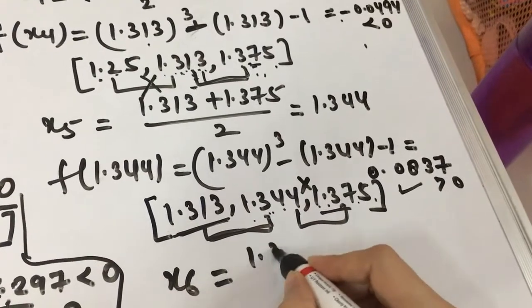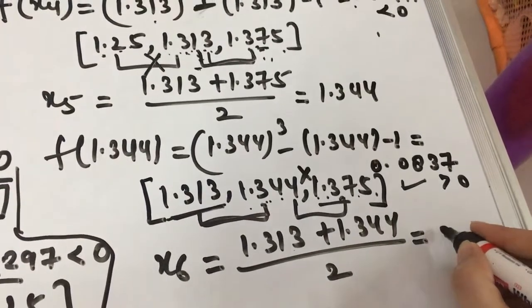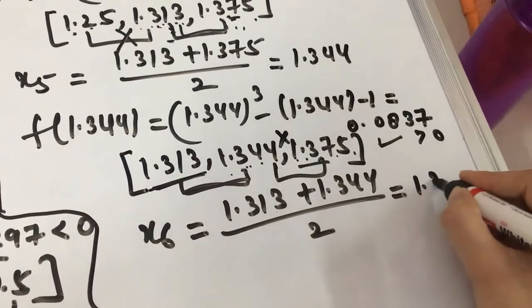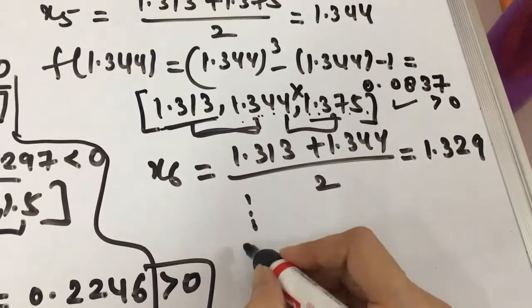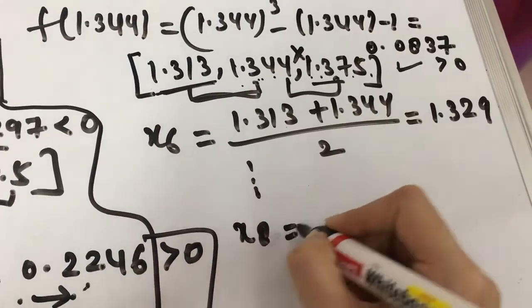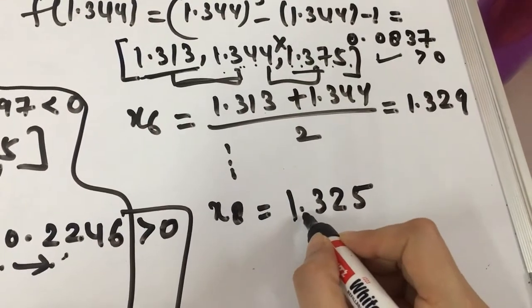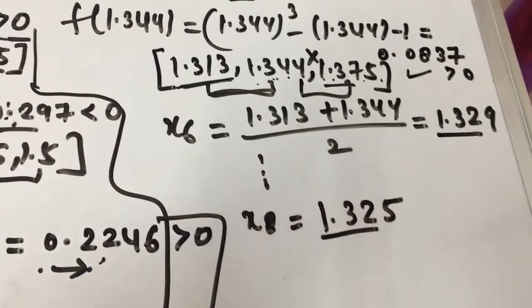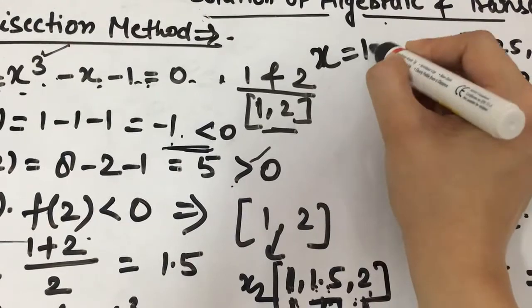So the sixth approximated root will be (1.313 plus 1.344) by 2, and its value is 1.329. After doing the same process, on the 8th iteration I will get the 8th approximated root 1.325. It is equal up to 2 decimal points. Hence, the approximated solution of this equation will be x equal to 1.32.